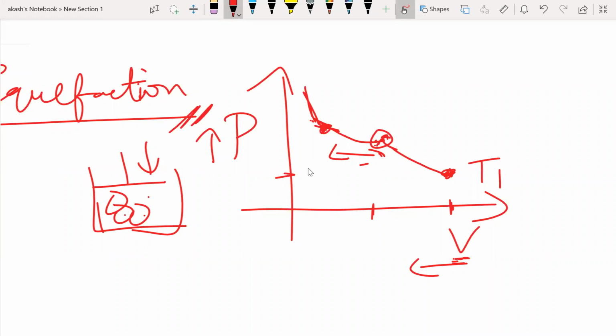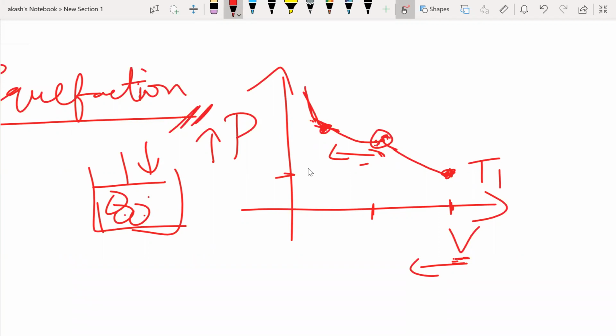Now, if I increase the temperature, tell me guys, is it going to be tougher to liquefy the gas, or is it going to be easier to liquefy the gas if I increase the temperature? It will be difficult. Difficult, obviously.